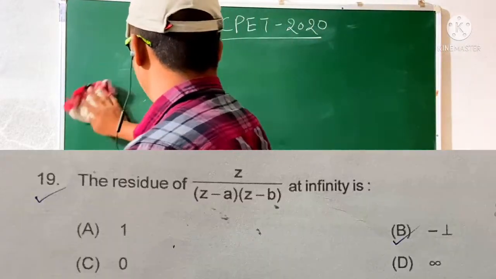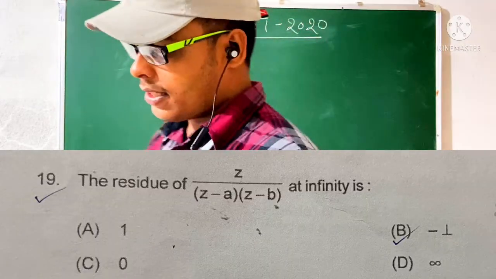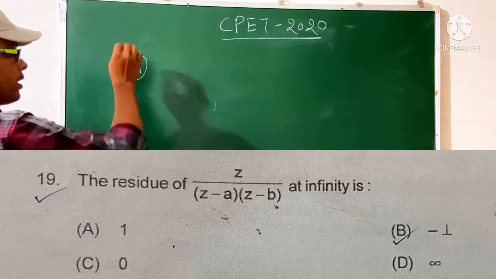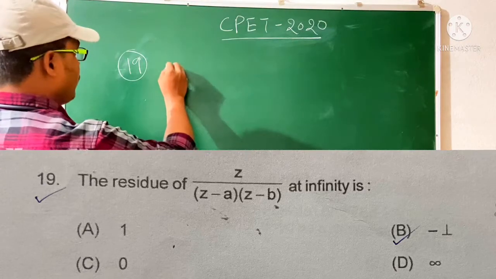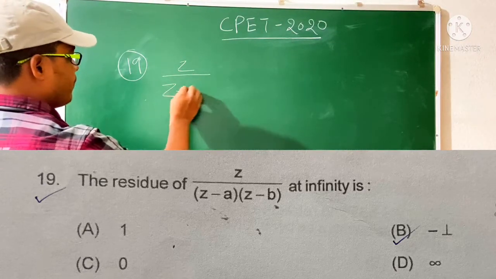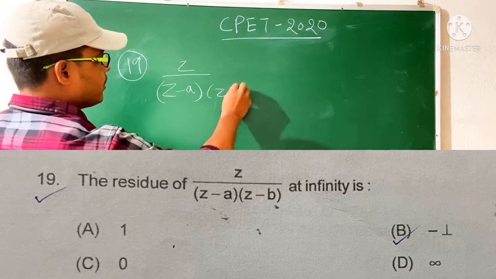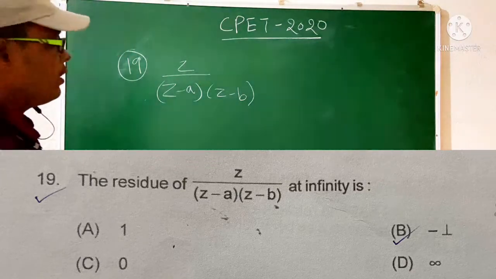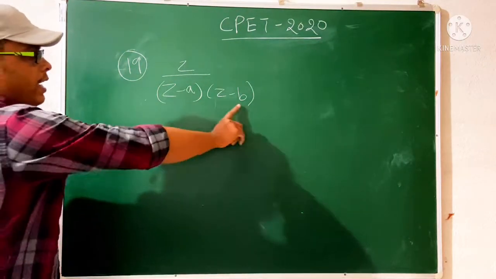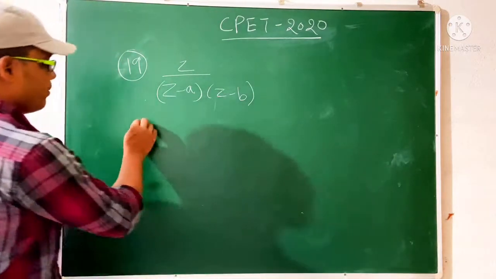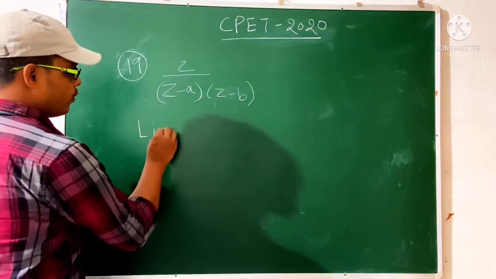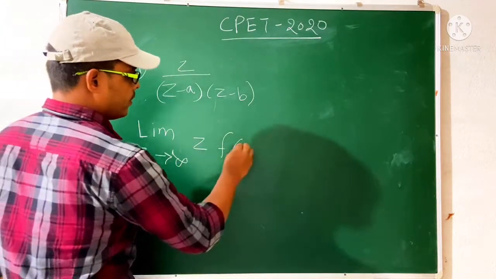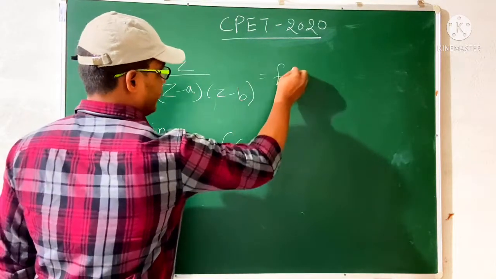Okay, so next we will go to question number 19. That is asking about the residue. This is the direct formula. It asks you to find the residue of 1 by (z minus a) into (z minus b). What is the residue formula? Remember there is a direct formula. There are two roots, one is a and another is b. When there are two roots, the residue will be the limit z tends to infinity of z into f of z.